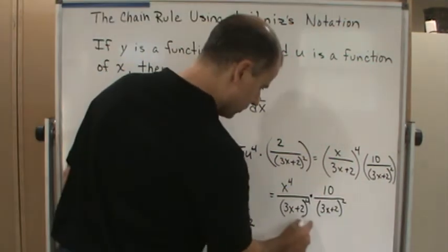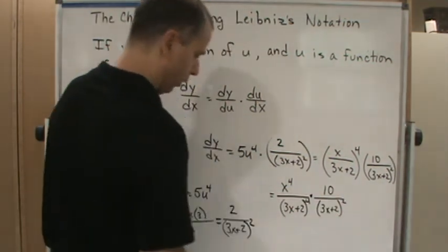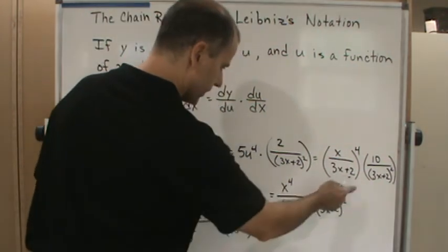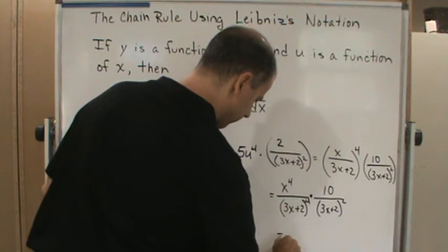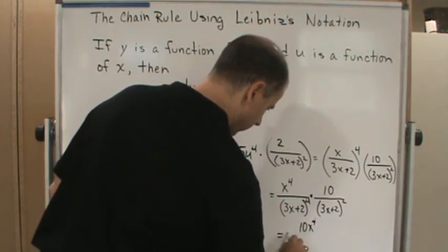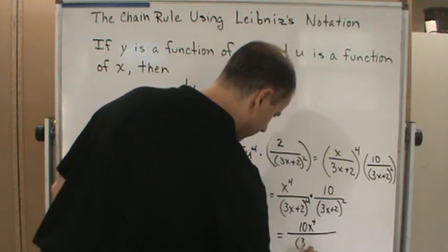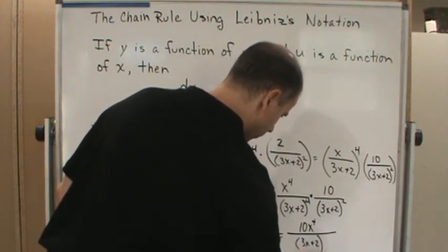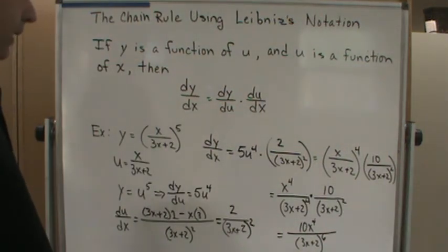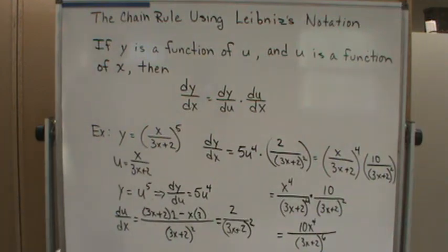Now I can combine these two because they have the same base, using the property of exponents. So I multiply across the top and across the bottom, and I get my final answer, which is 10x to the fourth over the quantity 3x plus 2 raised to the sixth power. And that is our final answer.